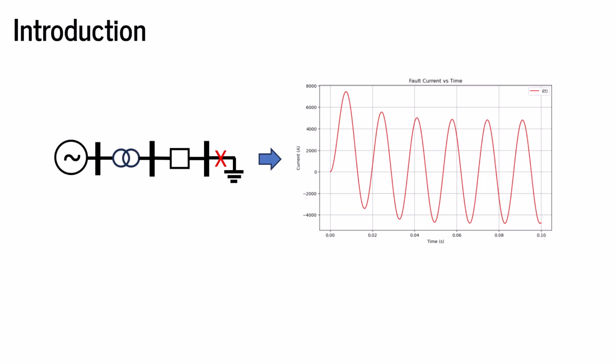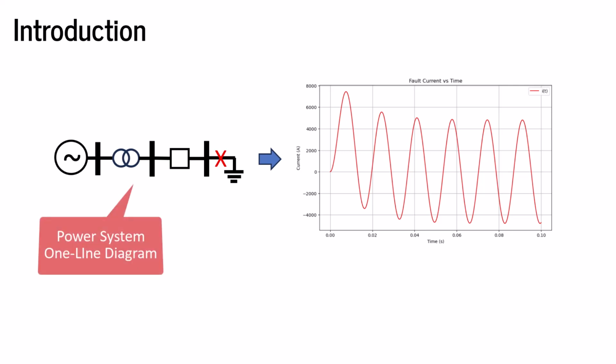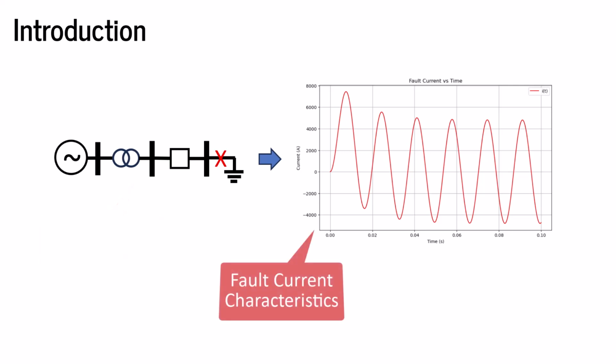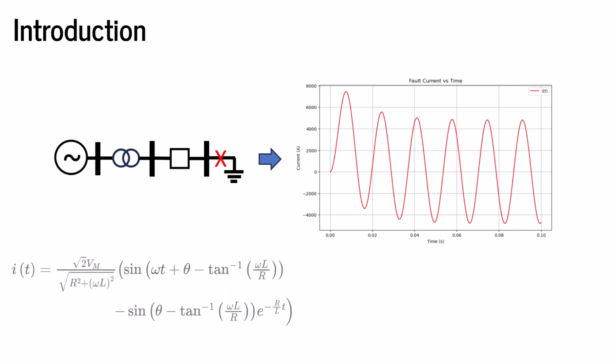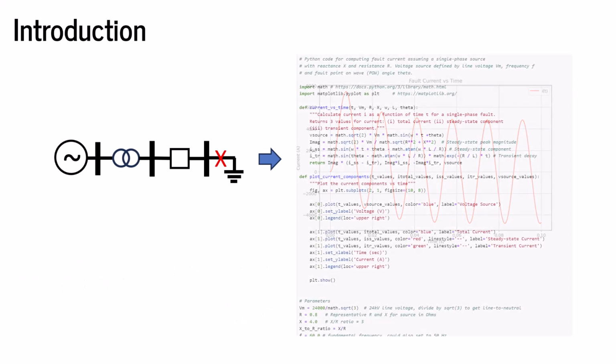In this video, I will show you how to perform fault analysis on a basic power system model, as shown here on the left, in order to calculate the transient fault current characteristics, as shown here on the right. I will start by deriving a closed-form equation for a single-phase fault. Then I will go over a Python programming example for calculating and plotting the fault current.